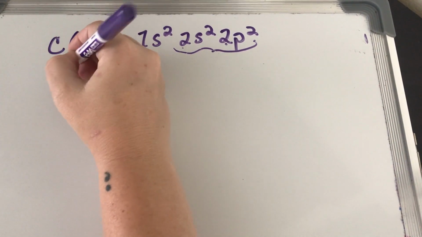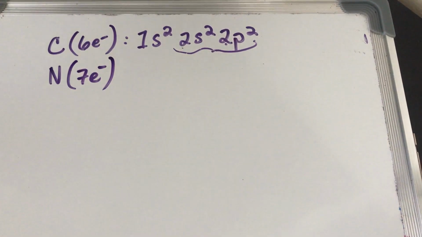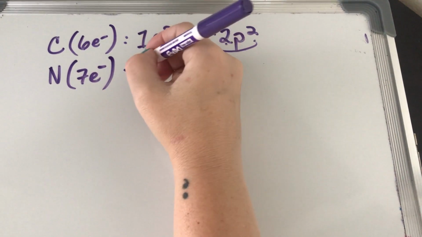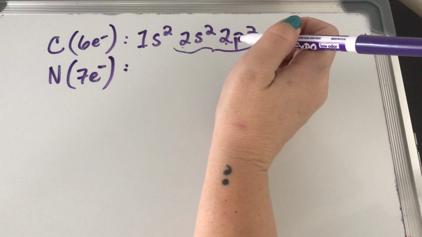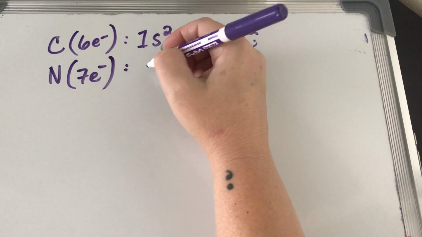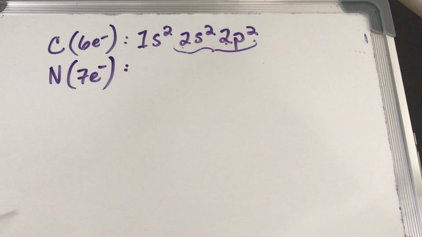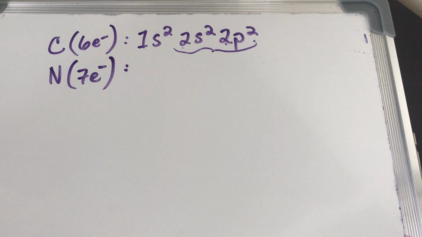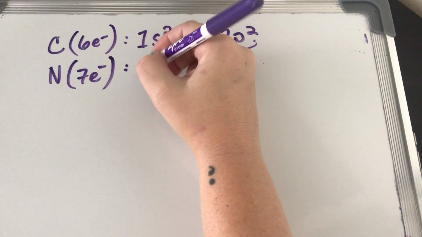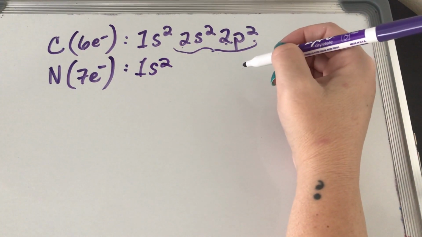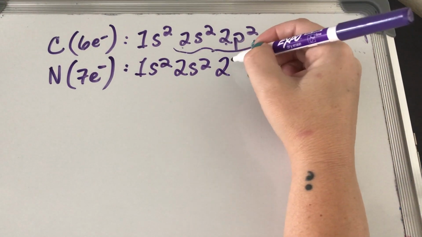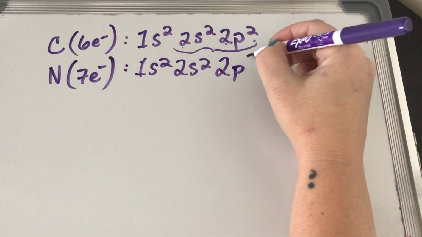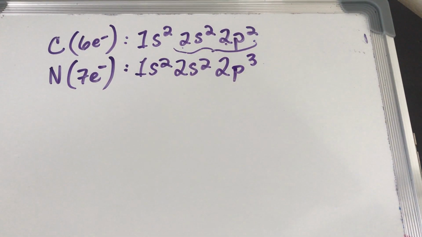So, how about nitrogen? 7 electrons. One core electron. Let's just do the electron configuration of everybody. We're going to do a lot of them. 1s2, 2s2, 2p3. So you just add one more.